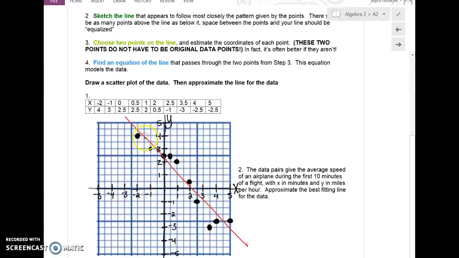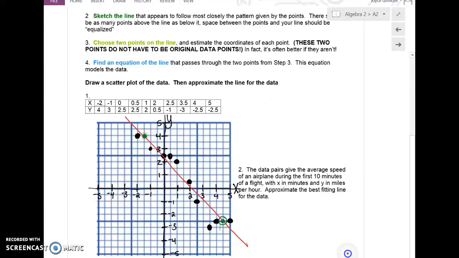The other thing is you should really try to make sure that you pick 1 point from the upper part of your line and 1 point from the lower part. Try not to pick 2 points that are too close together because that will affect the accuracy of your slope. So down here, there's a good one.